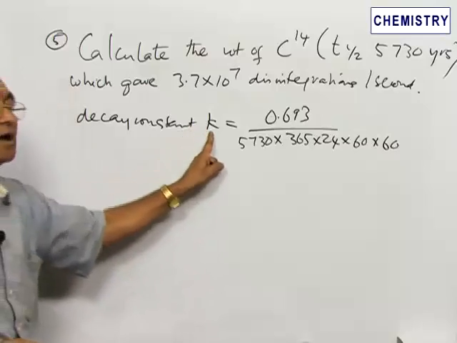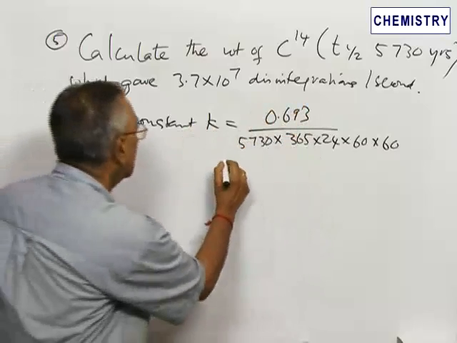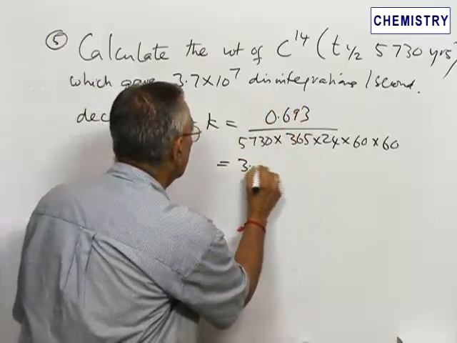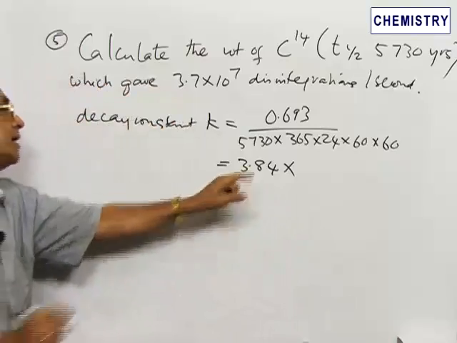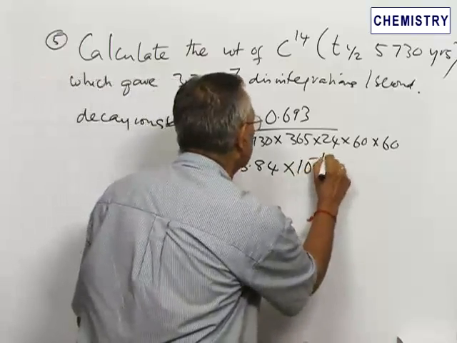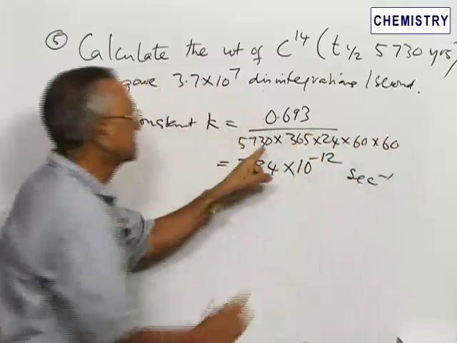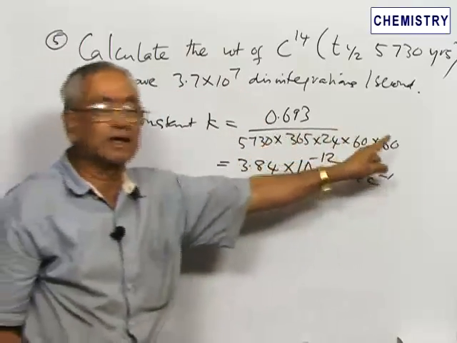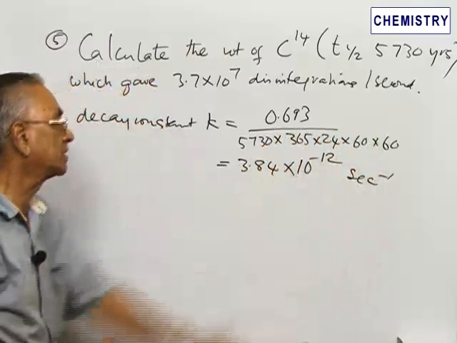The value of decay constant K is equal to 0.693 divided by this value. When you simplify the whole thing, this will work out to 3.84 into 10 to the power of minus 12 per second. Everything has been converted now into seconds. The number of years have been converted into seconds. Therefore, this will work out to 3.84 into 10 to the power of minus 12 per second.